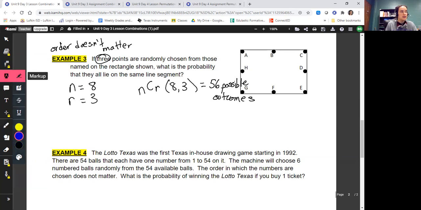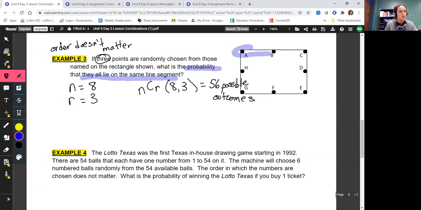Okay, but that is not the answer to the question, because the question asks for the probability that they all lie on the same segment. So we need to figure out which 3 points lie on the same segment.